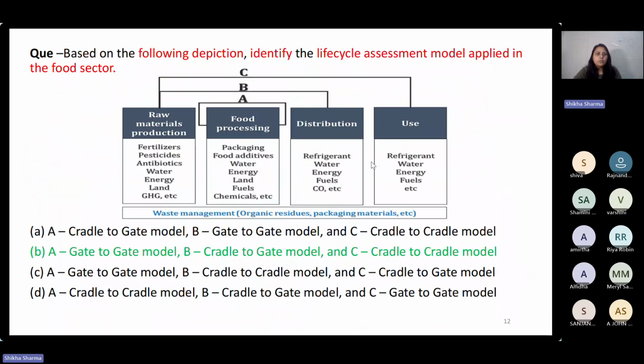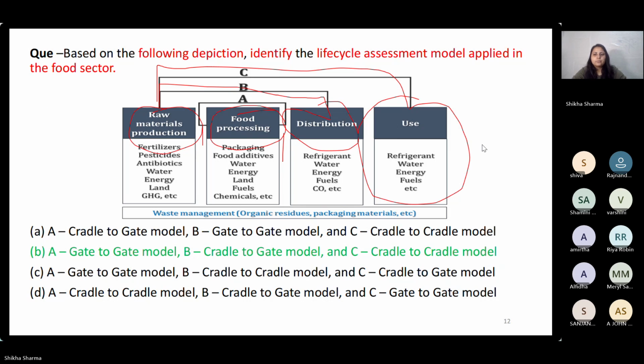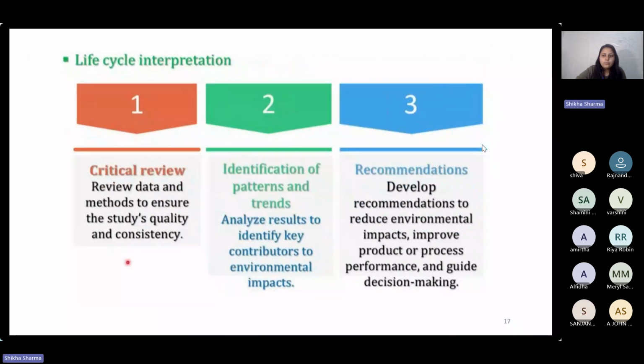So if we see this question, it is talking about food processing only, which includes the gate approach. So it is the gate to gate approach. It starts from one gate and ends at one gate. Then second is from raw material to its distribution. That is the cradle to gate model, because it started from raw material. Then C is cradle until its use, which is the cradle to cradle approach. I hope this question is clear.